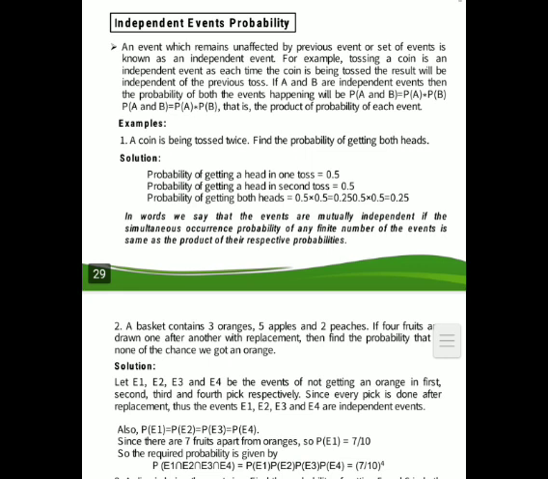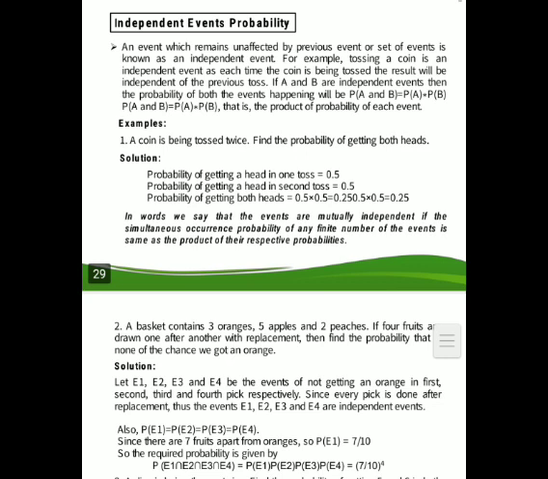Independent events probability. An event which remains unaffected by previous event or set of events is known as an independent event. For example, tossing a coin is an independent event as each time the coin is being tossed, the result will be independent of the previous toss.